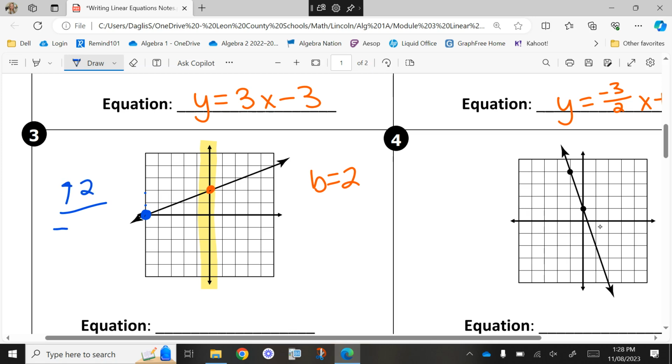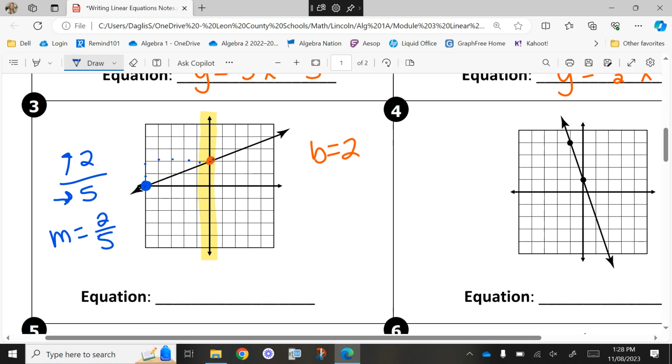Up 2. There we go. And then to the right: 1, 2, 3, 4, 5. So what's our slope going to be? What's just the slope, just the m? 2/5. Good. They stay positive.